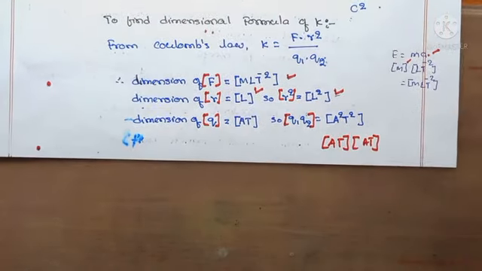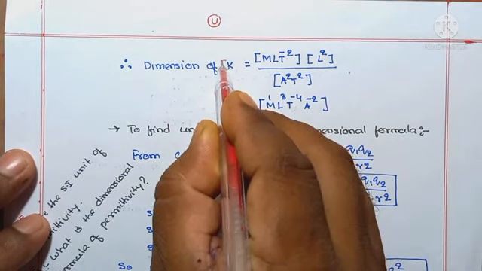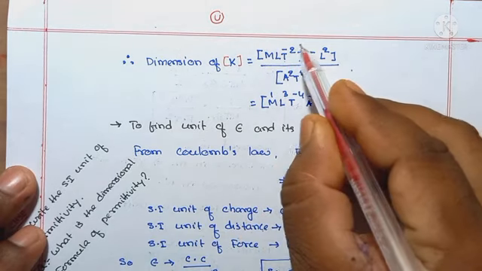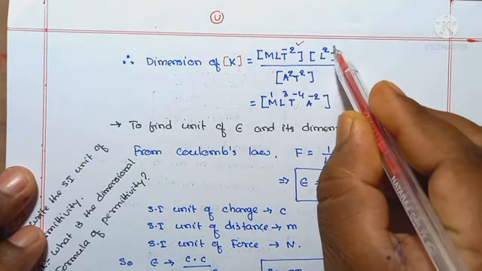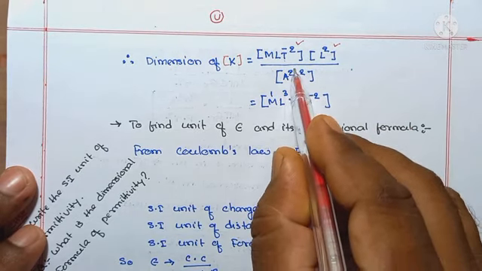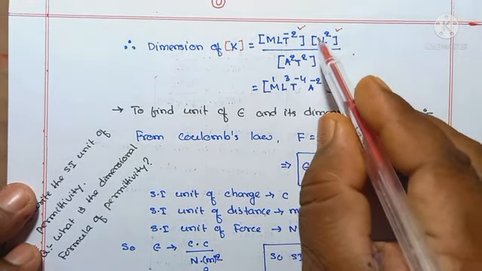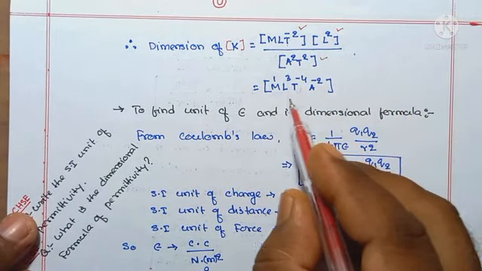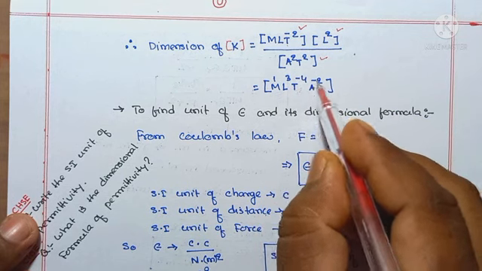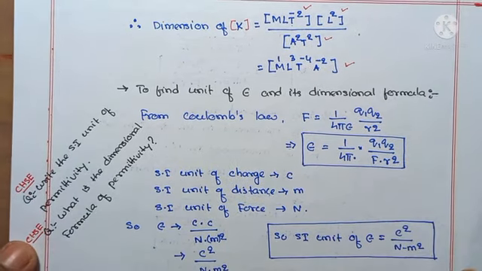After putting in the dimensions for K: this is force, M L T inverse 2, this is distance square, L square, and this is Q1 Q2, A square T square. After simplification we get the dimension of K as M to the power 1, L to the power 3, T to the power minus 4, A to the power minus 2. This is the dimension of Coulomb constant K.